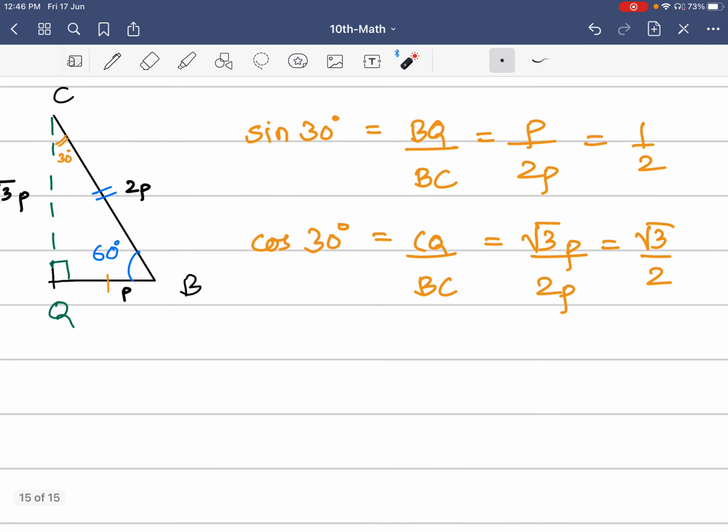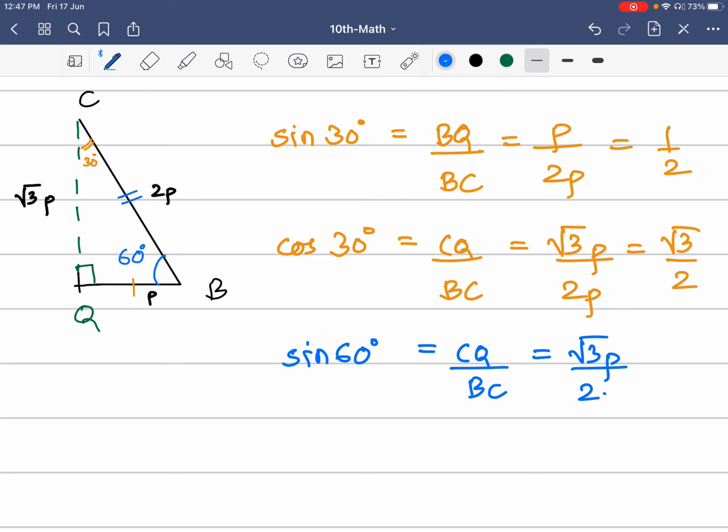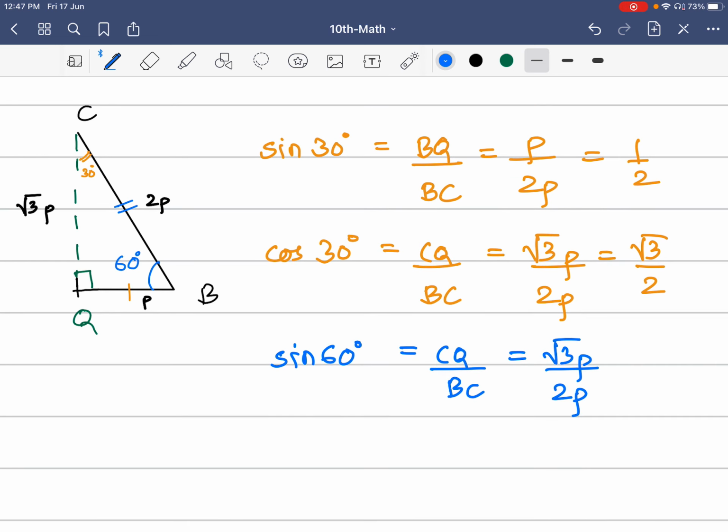Let's zoom in. Okay. So now we want to focus on this angle of 60 degree and find sine of 60 and cos of 60. So let's do it. Sine 60 degree is going to be the opposite side, which is CQ, divided by the hypotenuse, which is BC. So the opposite side of 60 degree is CQ divided by BC. And what is CQ? That is root 3 of P, the whole, divided by BC, which is 2P, and thus that is equal to root 3 by 2.